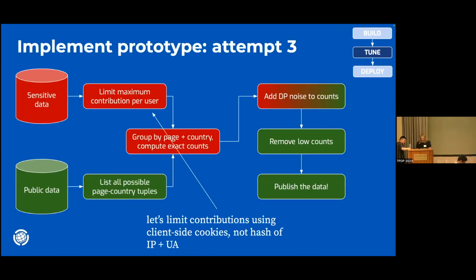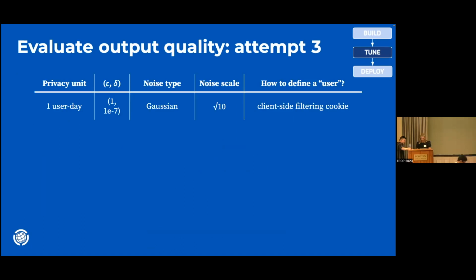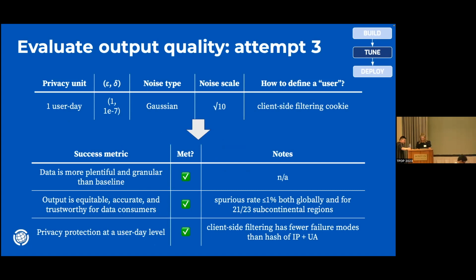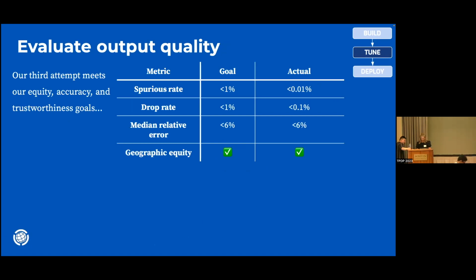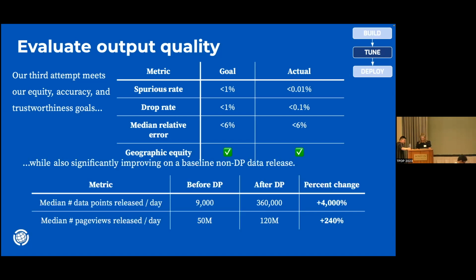So attempt 3: we limit the contributions using client-side cookies rather than the hash of IP address and user agent. And we have our parameter table here. How do we do? We're meeting all of these things that we're trying to reach on a broad level. And from an output quality perspective, we also are meeting our equity, accuracy, and trustworthiness goals. We're hitting these numbers, and also significantly improving on a baseline non-DP data release. Namely, we're able to 4x the amount of data that we release on a daily basis, which is really great, and include more than 2.5 times the amount of underlying data compared to a non-DP data release looking at similar outputs.